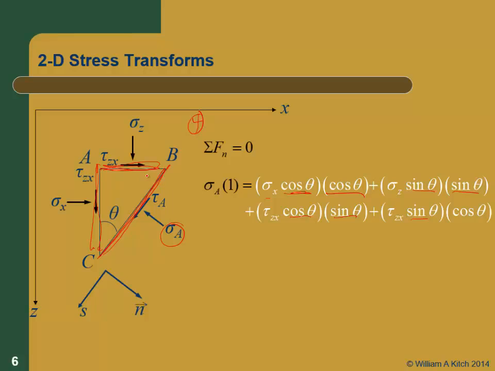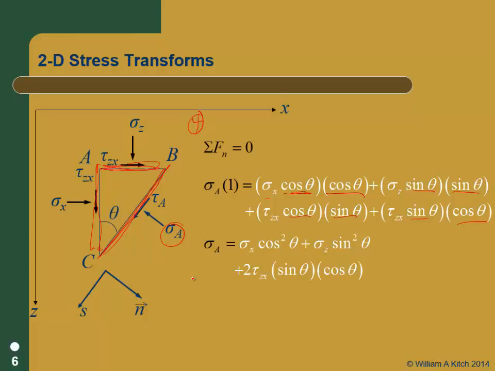It's really sine theta times 1. I'm leaving out the 1 in there, right? And the directional component is cosine. So when I add that all up, I'm going to get that sigma A is equal to sigma x cosine squared theta plus sigma z sine squared theta plus 2 tau zx sine cosine.